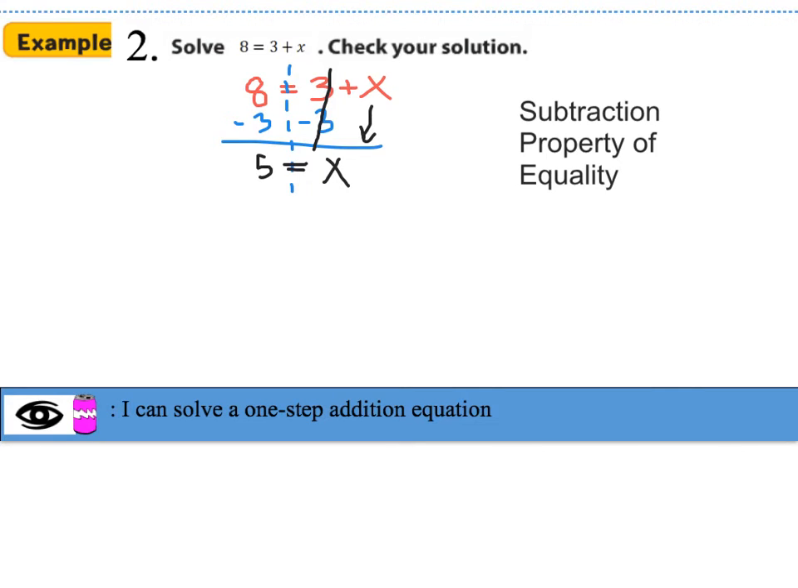I can check my answer by plugging it back in. So 5 plus 3 does equal 8. So I checked my work. So now let's graph this solution on a number line.